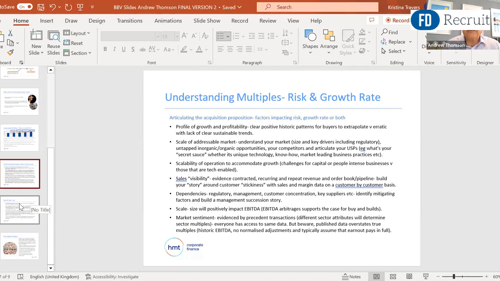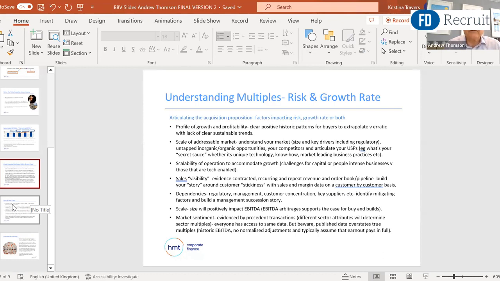You need to demonstrate you understand your competitors and you can articulate your USP. That's your secret sauce, your competitive advantage. It could be around unique technology, know-how, or market-leading business practices. Scalability of operations is also important, and obviously there are challenges there for capital and people-intensive businesses versus those that are tech-enabled.